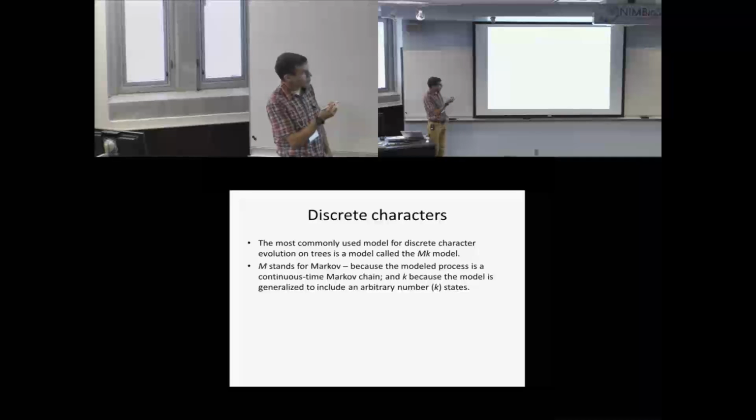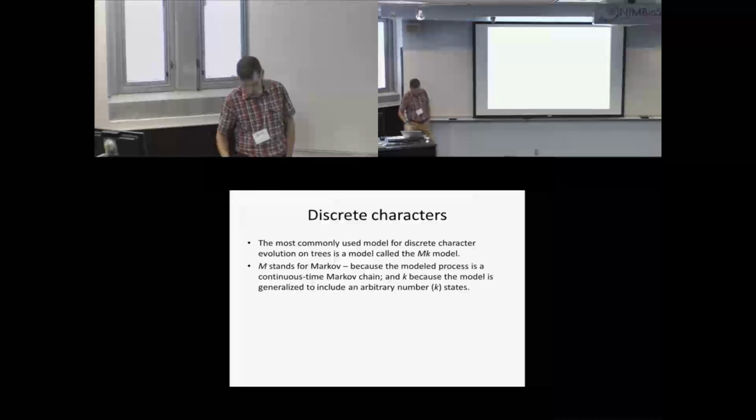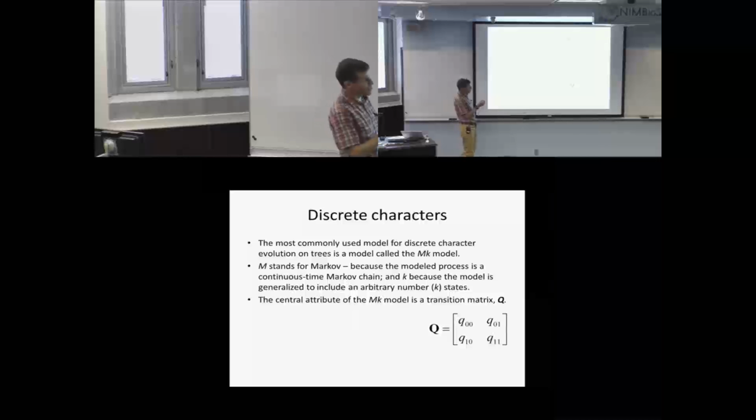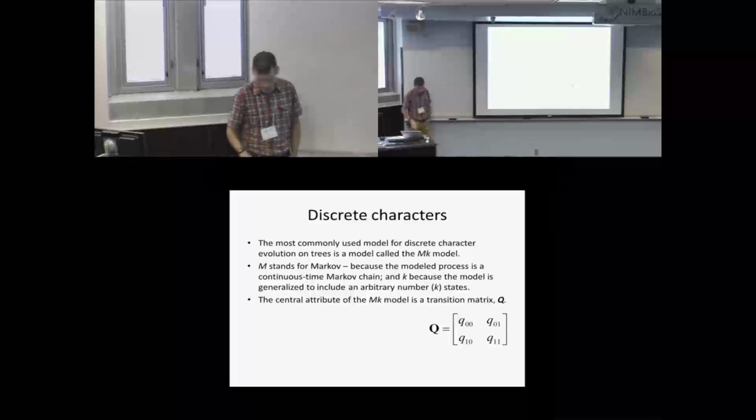called the MK model because the M stands for Markov. The model process is a continuous time Markov chain, okay? And K because the model is generalized to include an arbitrary number of K states. And the central attribute of this model is this transition matrix, which gives the instantaneous rates of transitions between states, okay?